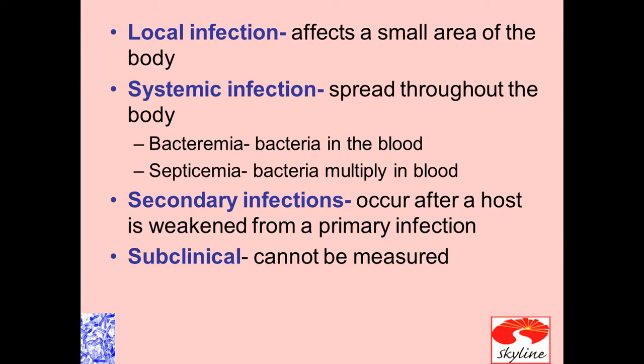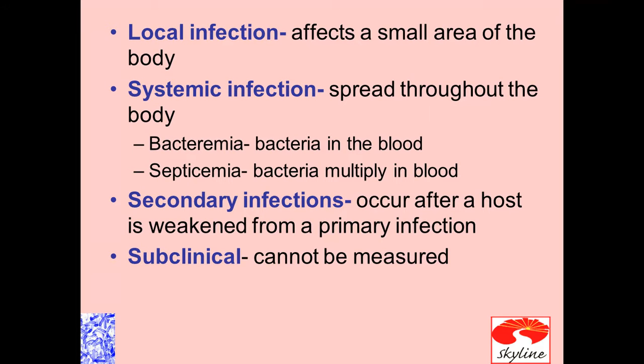All right. In terms of scope of infection, we have the following terms to be defined. A local infection is an infection that affects a small area or a small part of the body. That's the direct opposite of systemic infections. Systemic infections are infections that happen in greater or massive areas of the human body. They spread throughout the body.